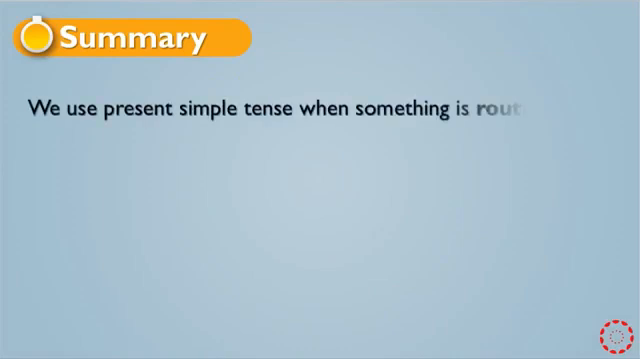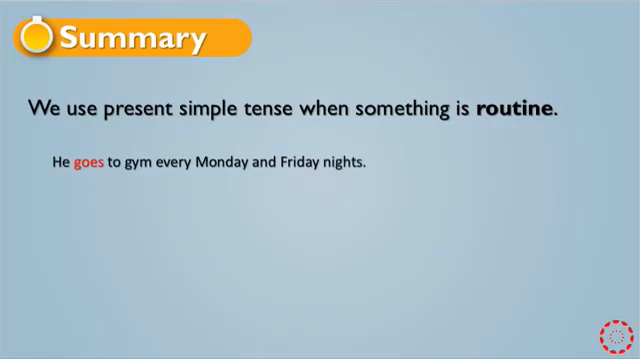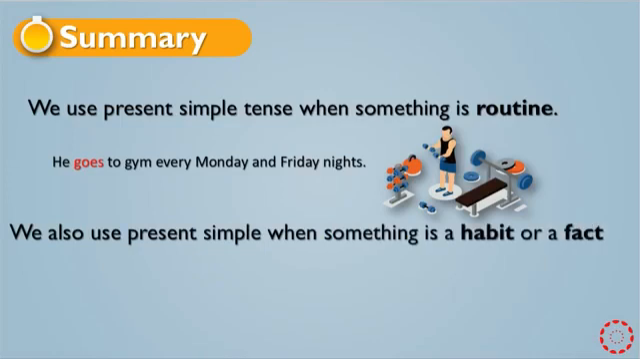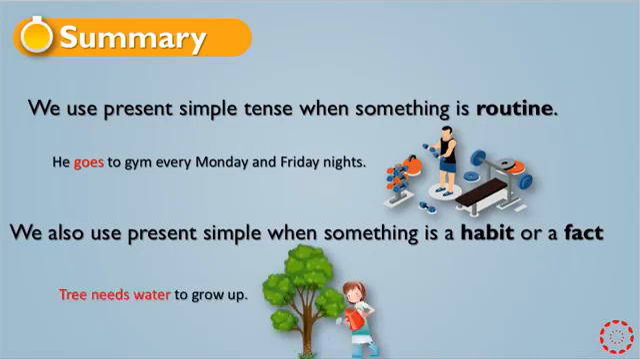To sum up, we use present simple tense when something is routine. For example, he goes to the gym every Monday and Friday night. So this is routine, and it happens every week. We also use present simple when something is a habit or fact. For example, a tree needs water to grow.